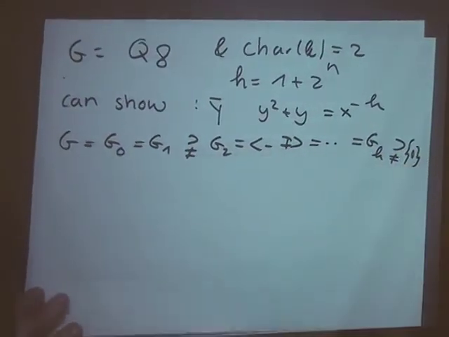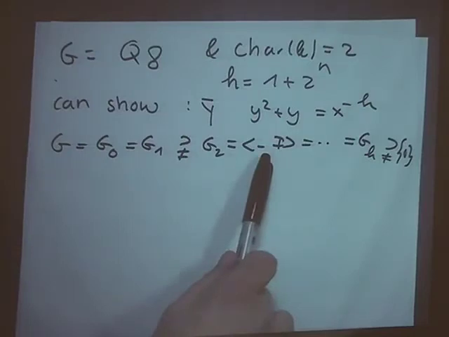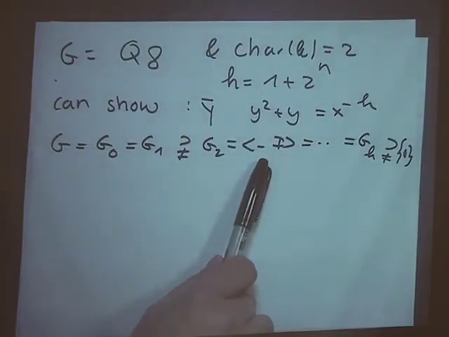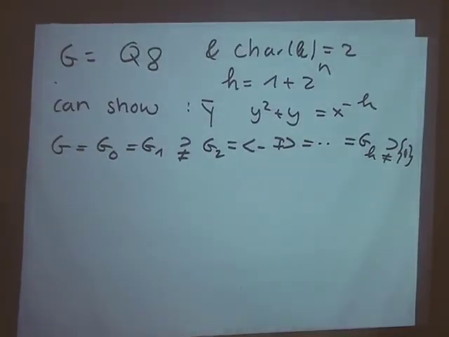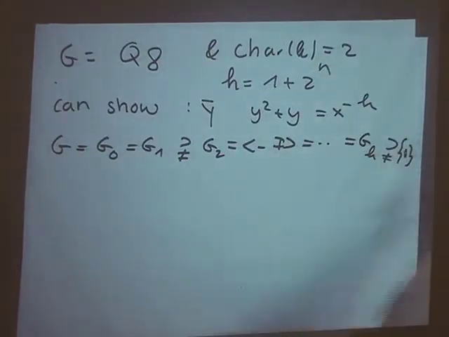So it's a two-step filtration. In the first two steps, you have the full quaternion group. Then it jumps to a cyclic group of order 2, which is just given by the center, which I denote by minus identity. This is the center of the quaternion group. And then it just stays there until this integer h, and then it drops to 0. So it's just a two-step filtration.